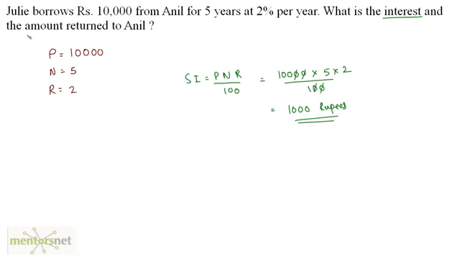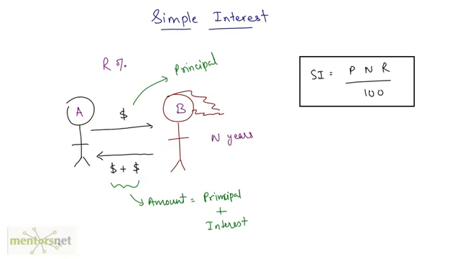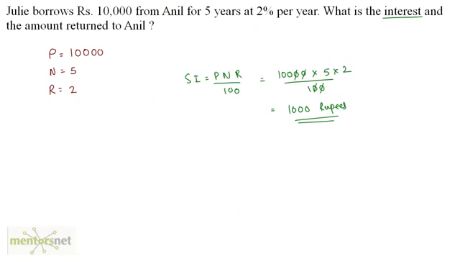Now we have also been asked the amount that is returned to Anil. Amount is actually principal plus interest. So we have amount is equal to, the principal is 10,000 plus interest is 1,000. So therefore the amount that's returned to Anil is equal to 11,000 rupees. So most of the questions involving simple interest are pretty straightforward. You just need to remember the formulas.